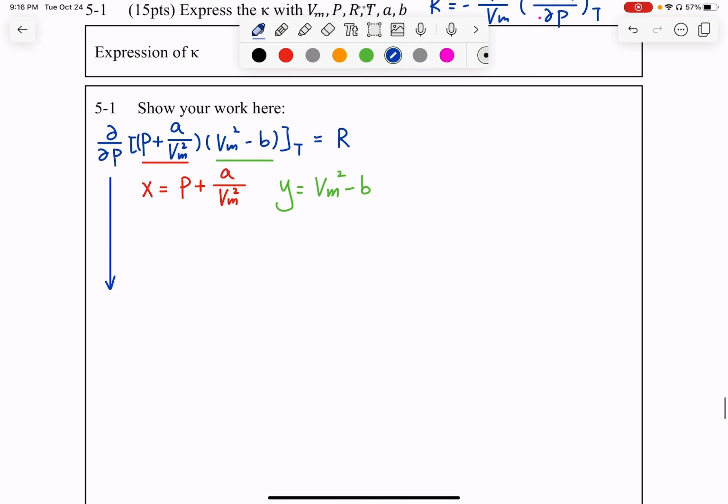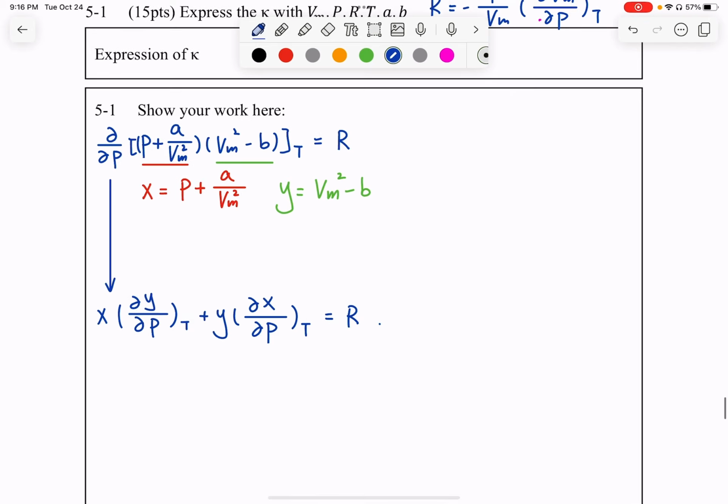Alright, so this entire thing becomes x times the partial derivative of y over P at constant T, plus y times the partial derivative of x over P at constant T, equals R. So in this step, what we're using is just the product rule. d(mn) equals m dn plus n dm. This is just the basic calculus we're using.